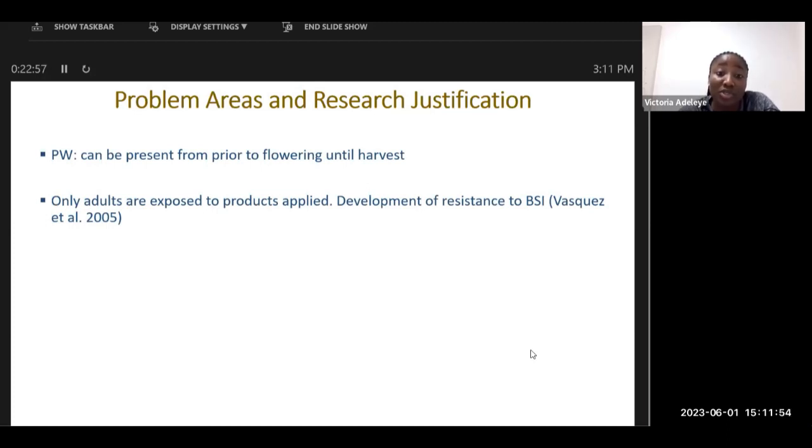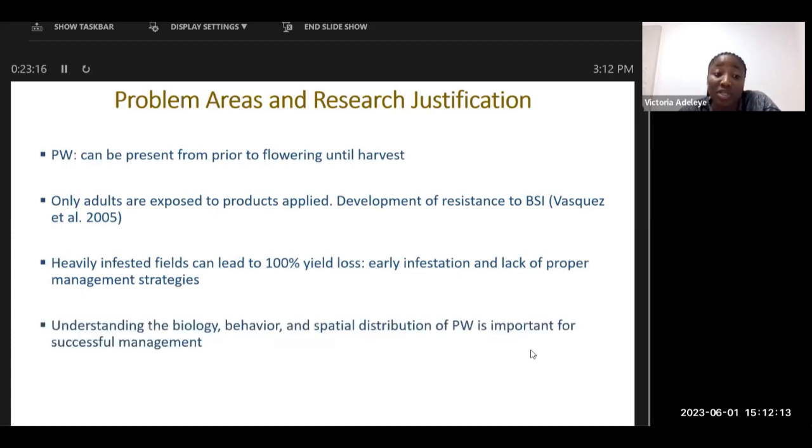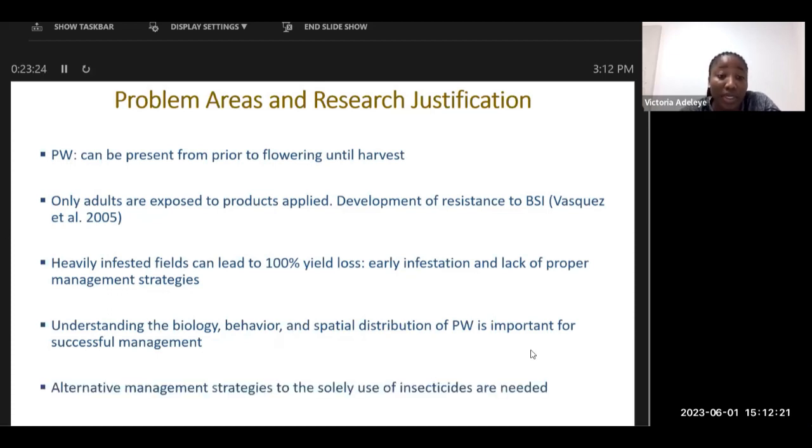And pepper weevil have developed resistance to some of these broad spectrum insecticides. Heavily infested fruit or fields can lead to 100% yield loss, due to early infestation and lack of proper management strategies. So it's important to understand the biology, behavior, and the spatial distribution of pepper weevil for successful management. And yeah, my objective is to develop alternative management strategies to the sole use of insecticides.